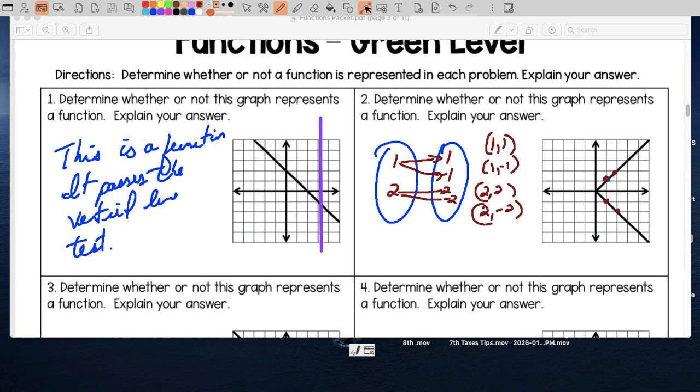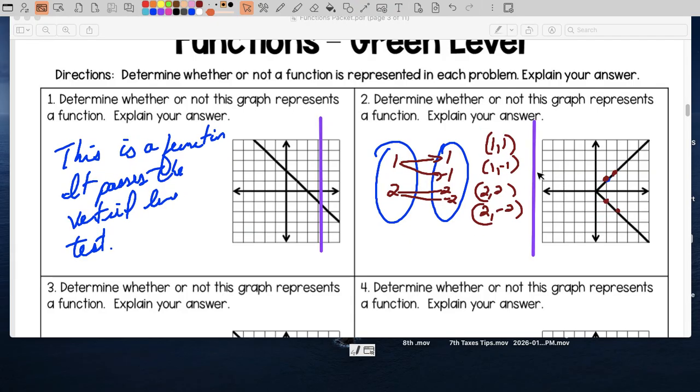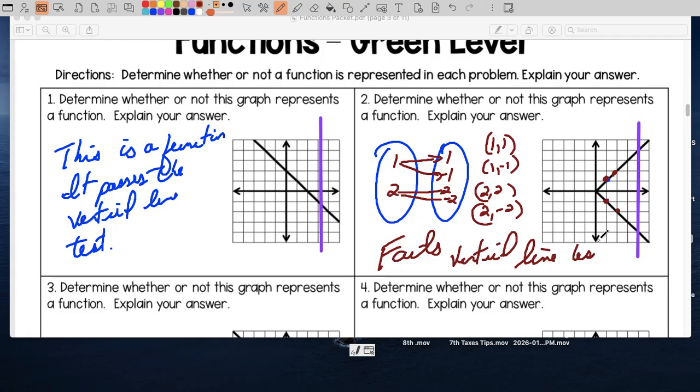Not allowed. But instead of doing that, if you do the vertical line test, that's why we learn it, to save us from writing all that. We just move this line across and say, look, it touches the purple line in 2 locations, 2 locations, 2 locations. So this is definitely not a function. It fails the vertical line test.